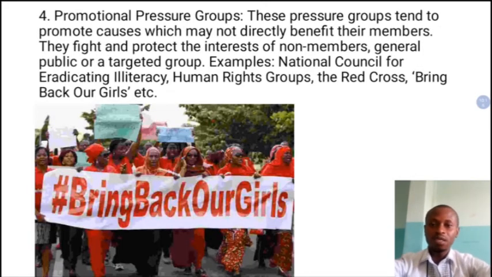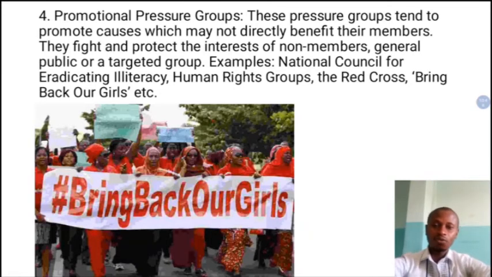Okay, now let's go to the fourth one, Promotional Pressure Group. This one is interesting. I want you to listen very well. It's an interesting pressure group doing an interesting work. Just as the name implies, promotional. They promote the interest of others. They promote the interest of the general public. They promote the interest of a targeted group. So they don't just fight for their own benefit.